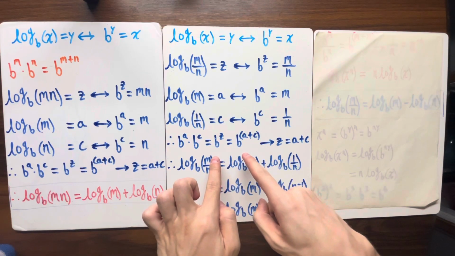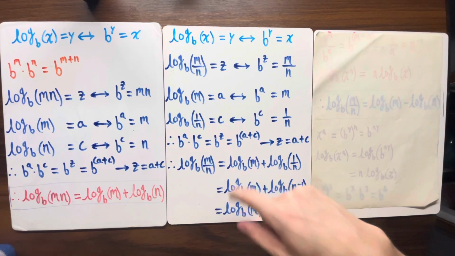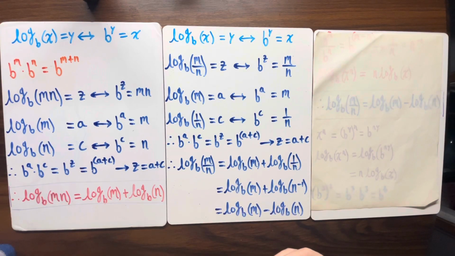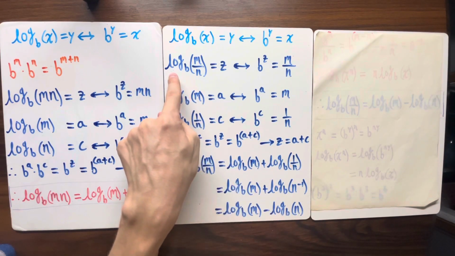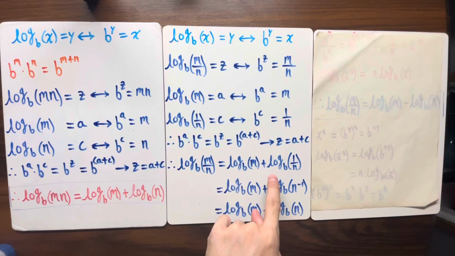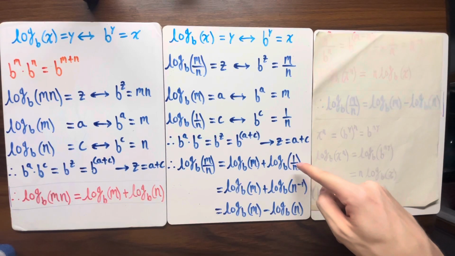So that would mean, since the bases are the same and these two expressions are equal, that z is equal to a plus c. So, in other words, log base b of m over n is equal to log base b of m plus log base b of 1 over n, which was c. But what is 1 over n?